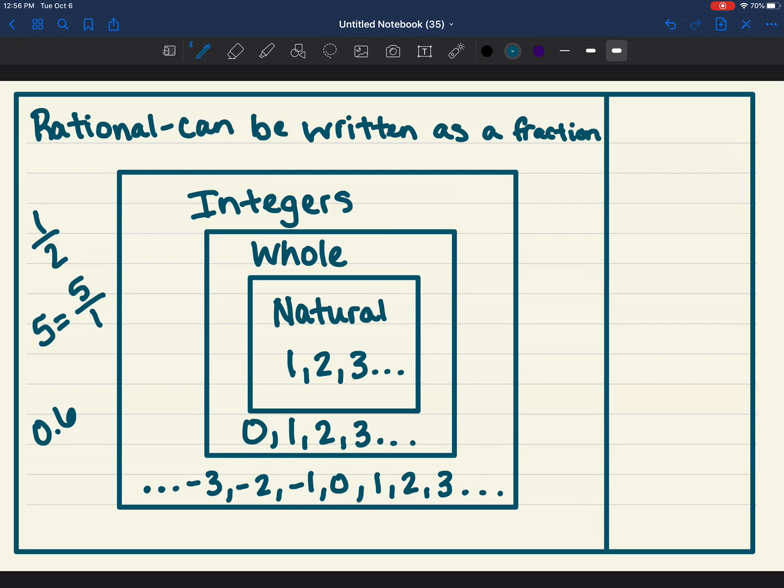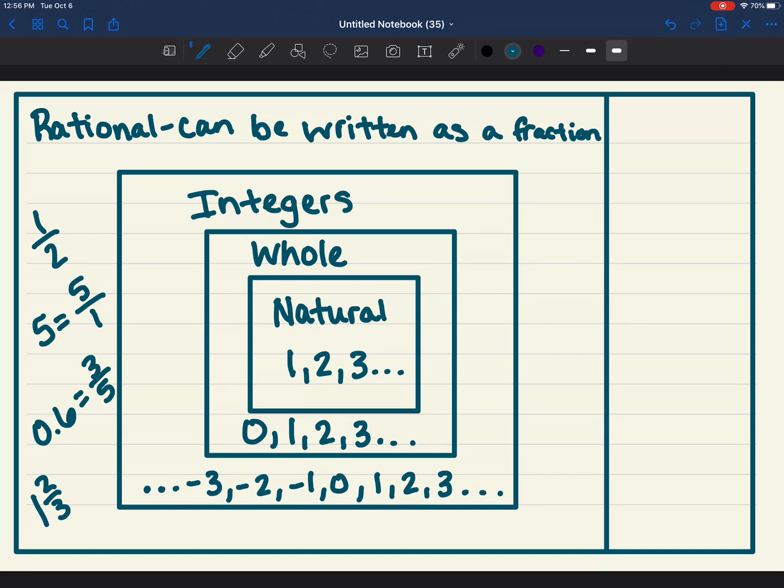5.3. Okay. Well, I heard 0.6 first, so I already read that. Thank you. So that would be equal to 6 over 10, which would simplify to 3/5. We're going to talk about how to change decimals to fractions in just a bit.